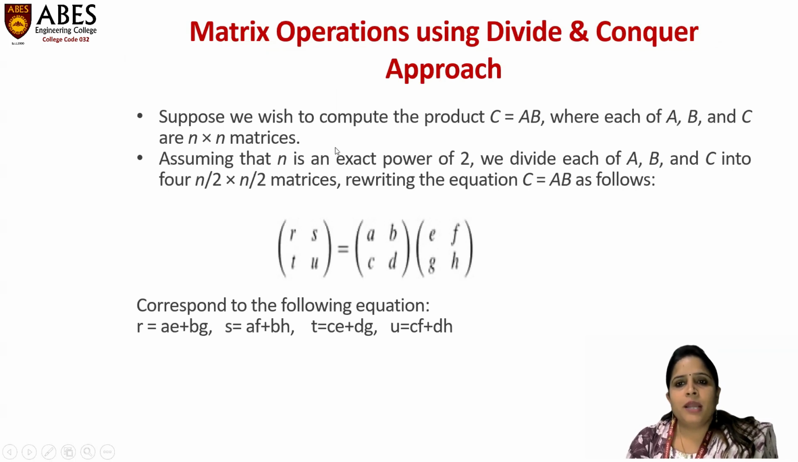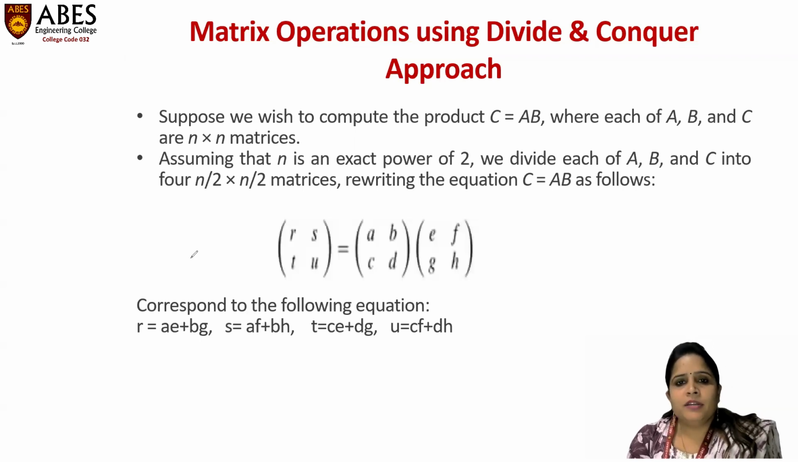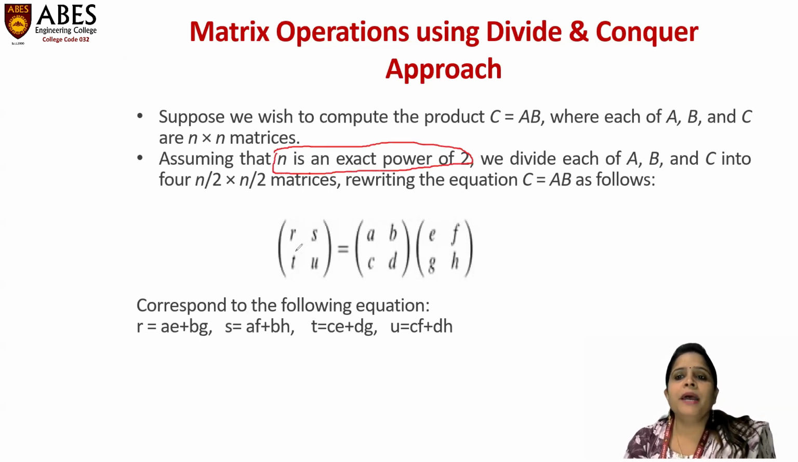In the divide and conquer approach, suppose we wish to compute the product C is equal to A into B, where A, B and C are n by n matrices. In the divide and conquer approach, the mandatory condition is that n is an exact power of 2. Suppose I want to multiply two matrices A and B using the divide and conquer approach. First of all, we check whether the matrix dimension is an exact power of 2 or not.